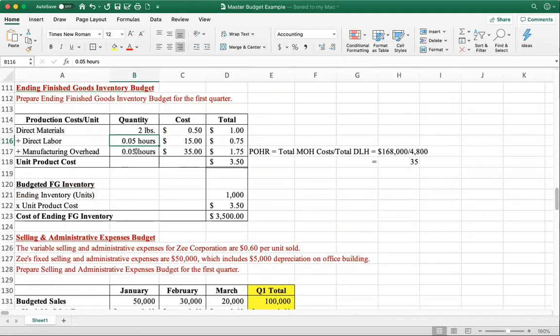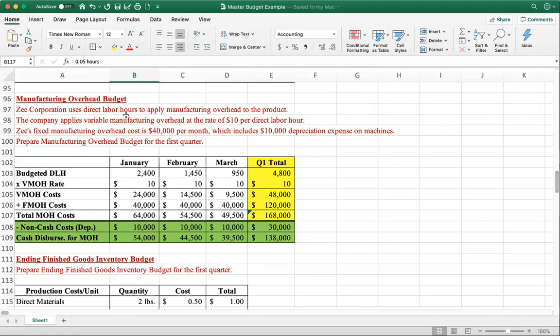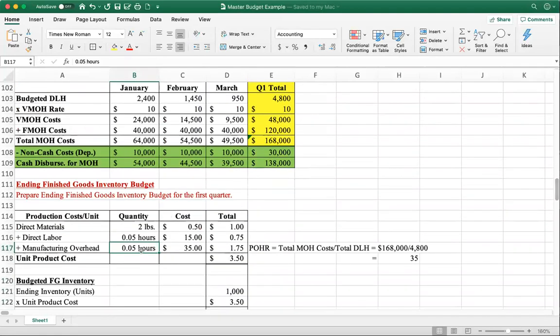Then we have manufacturing overhead budget, and MOH is driven by the direct labor hours. Z Corporation uses direct labor hours to apply manufacturing overhead. So we come back here, we use the same cost driver. Manufacturing overhead is driven by labor hours, so we use 0.05 labor hours. And then we have to calculate the manufacturing overhead rate. Wage rate was given, whereas the manufacturing overhead rate is not given, which is also known as predetermined overhead rate.